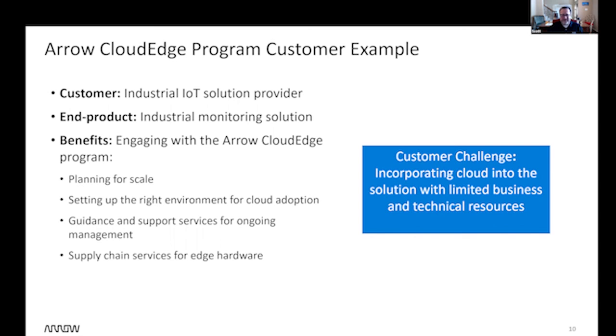So in this particular case, the customer has been able to scale and bring out more customer solutions and is looking at rapid acceleration of deployment through the different programs we're able to connect them up with.